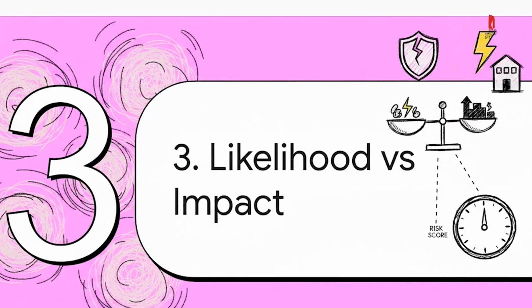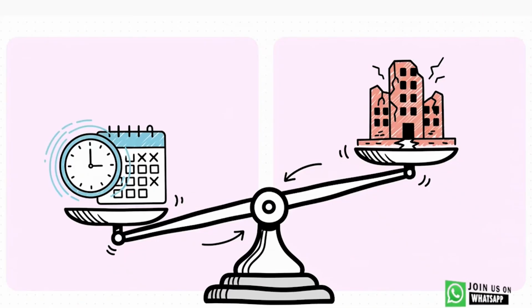Alright, so once you've got your hazards identified, we get to the real heart of the assessment, weighing the likelihood against the impact. This is where we start to put some numbers on the risk. You've got to think of this as a two-part equation. First, likelihood. How often are we actually exposed to this danger? Second, impact. If it does happen, how severe is the consequence going to be? You absolutely need both to understand the full picture.